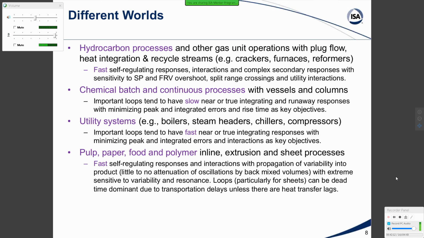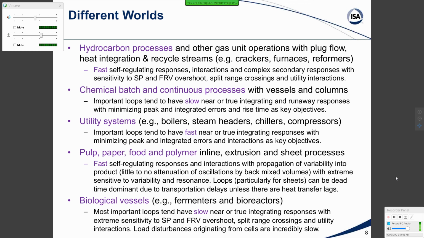There's little to no attenuation of these oscillations by backmixed volumes. There are, of course, exceptions to any generalities I'm saying here, with extreme sensitivity, variability, and resonance. Loops, particularly for sheets, can be dead time dominant due to transportation delays unless there are heat transfer lags. So there's a very extreme sensitivity, and this is where lambda tuning came from, I think, with pulp and paper. Very extreme sensitivity to minimizing variability because it was propagating downstream. It wasn't being attenuated by backmixed volumes, and it was showing up in the sheets. And so the emphasis was more on more gradual action with more integral mode.